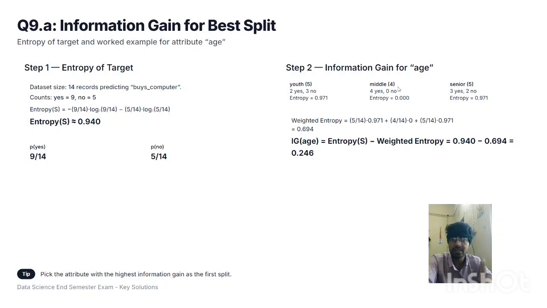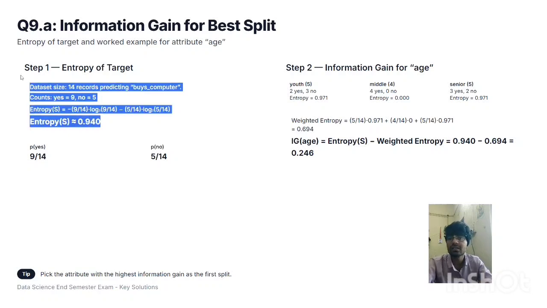So the first step is to calculate the entropy of the target variable. We have 9 yes and 5 no out of 14 total. Entropy of S equals negative 9 over 14 times log base 2 of 9 over 14, minus 5 over 14 times log base 2 of 5 over 14. This equals 0.940 bits.